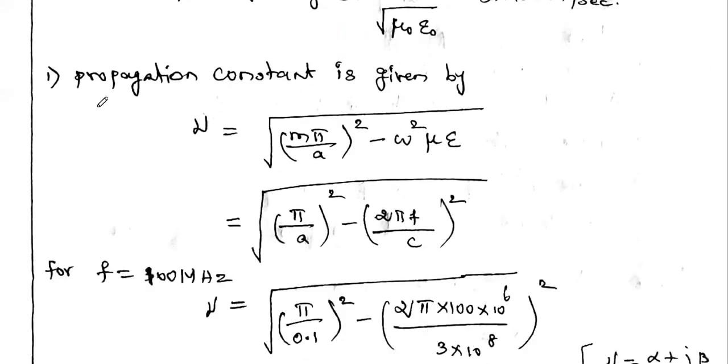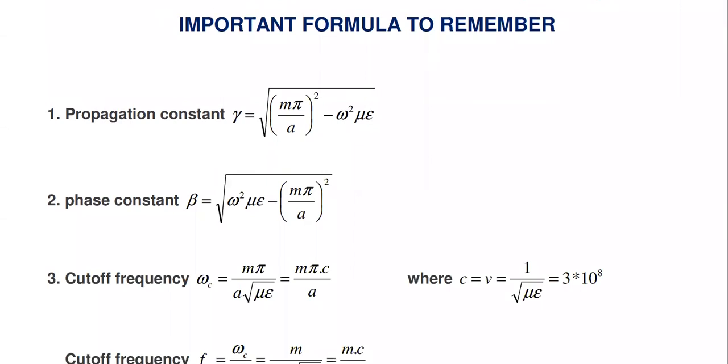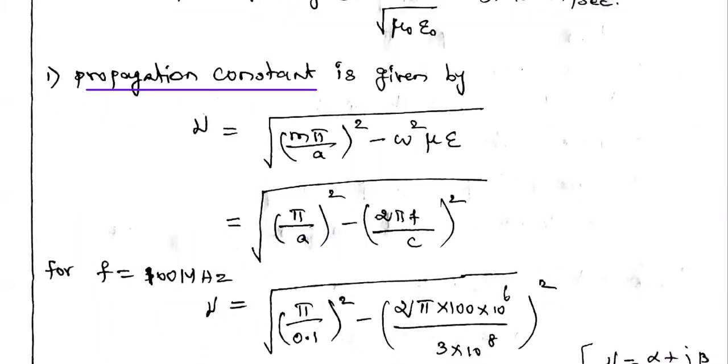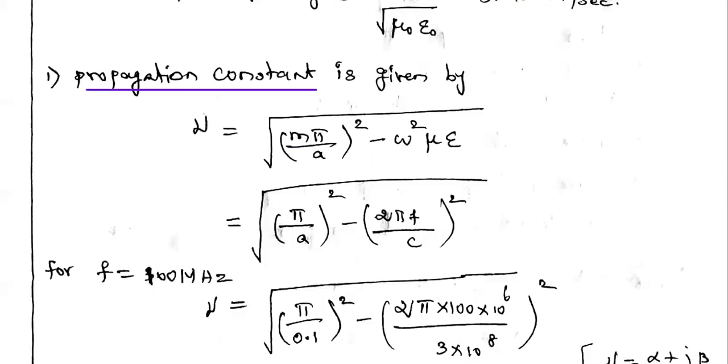Now we are going to solve. Our question is to find the propagation constant. What is the propagation constant formula for the wave propagating via the parallel plane? Already we discussed this formula in the previous videos. Eta is equal to the square root of (m pi by a) the whole squared minus omega squared mu epsilon.